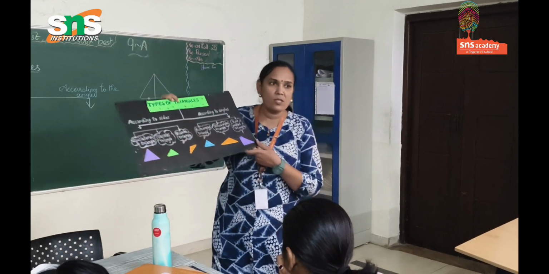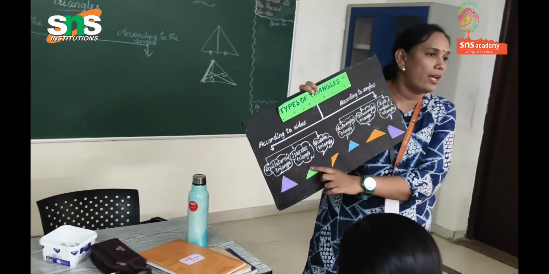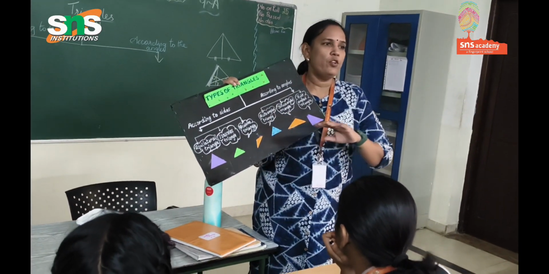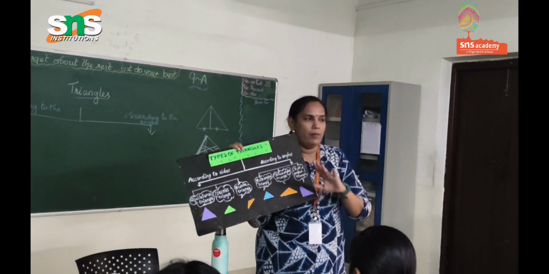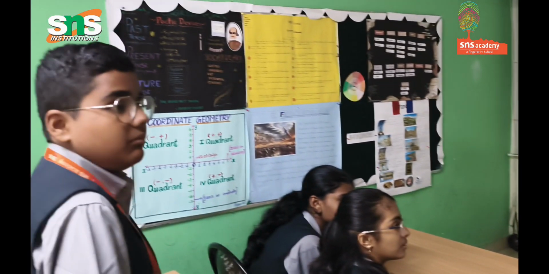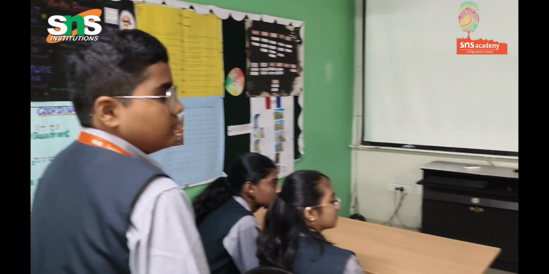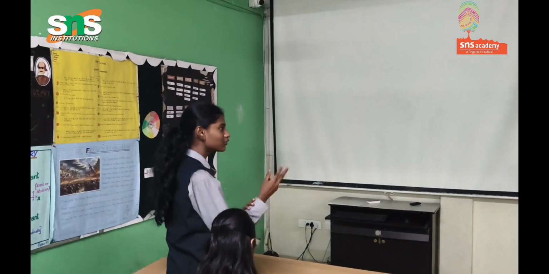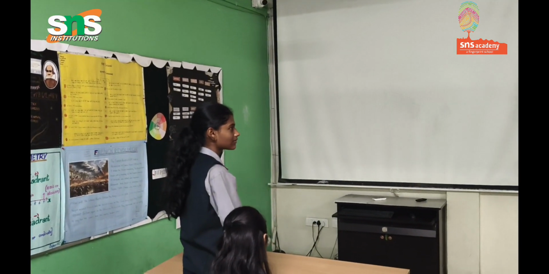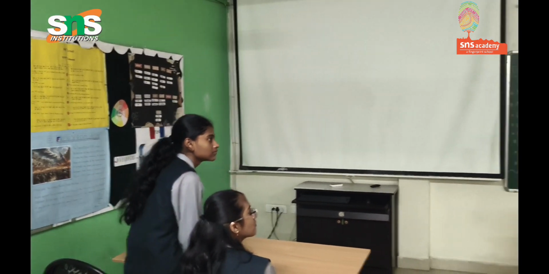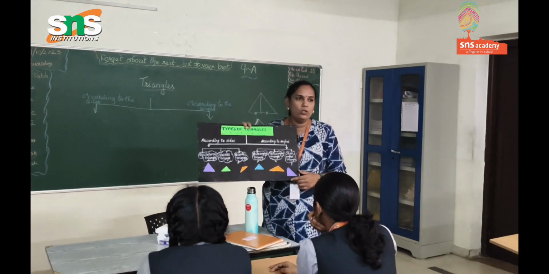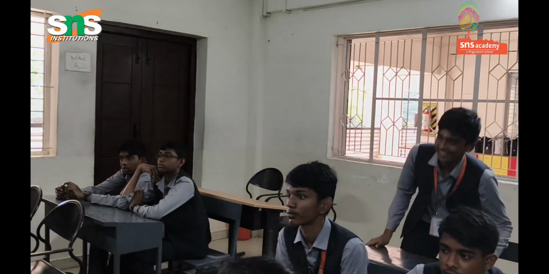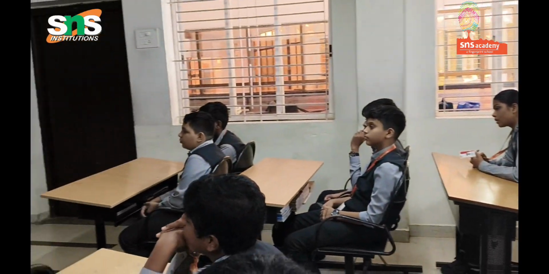Good. So first we are going to recall the equilateral triangle. What is the meaning of equilateral triangle? All sides are equal. All the three sides are equal in an equilateral triangle. Good. What about isosceles triangle? The two sides will be equal. Yes, any two sides will be equal. We are not talking about the angles, only the sides. And what about the last triangle? The sides will not be equal. Yes, the scalene triangle, the sides are not equal.